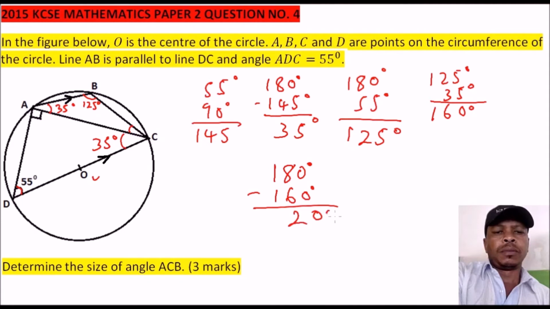Angle ACB, let's write that properly, ACB is equal to 20 degrees, and that is what we are required to get. So once you get up to that point, you earn yourself 3 marks. Hope you have understood how to go about it.